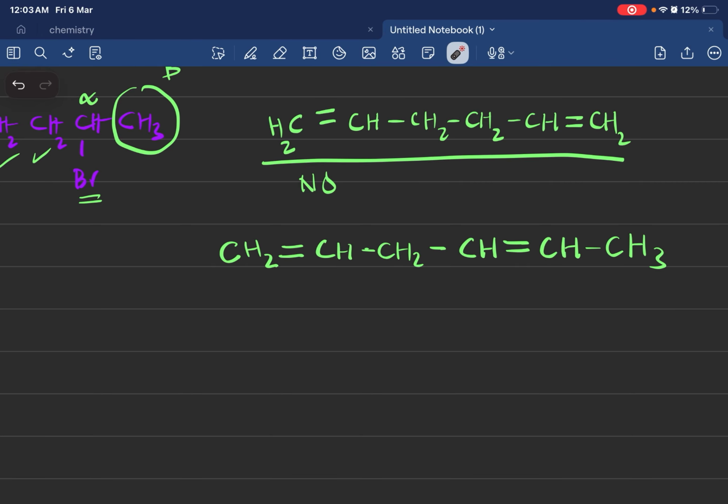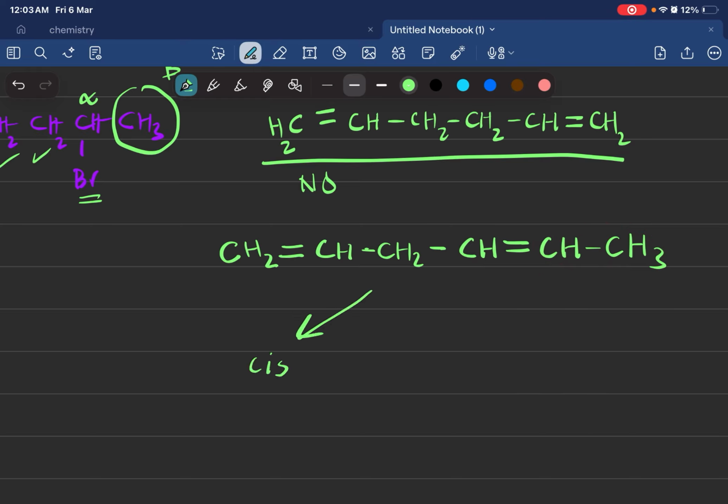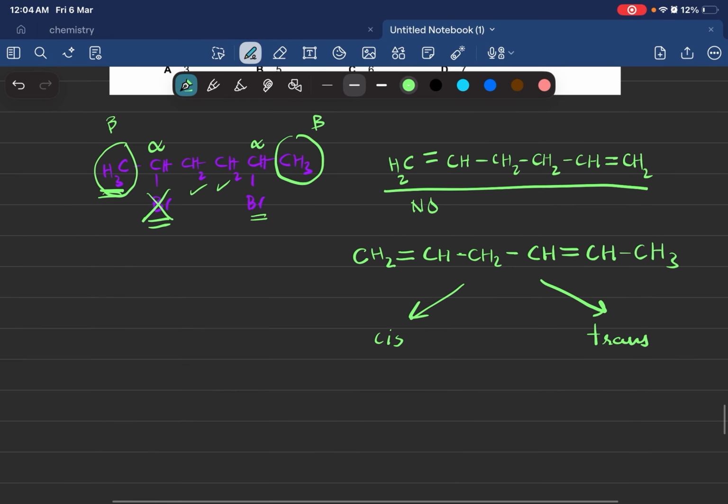Is it possible over here? Let's see. This carbon has an H attached on top, this H, and on the other side it has this entire group. So yes, this carbon can give, and then this carbon has H attached on one side and a methyl group attached on the other side, so this carbon can also give. So there is a cis possibility of this isomer and there's a trans possibility of this isomer. Done? Now, let's do one other thing. I can think of one other thing.